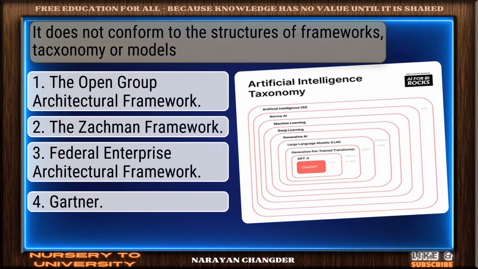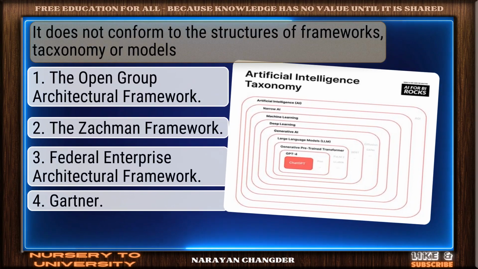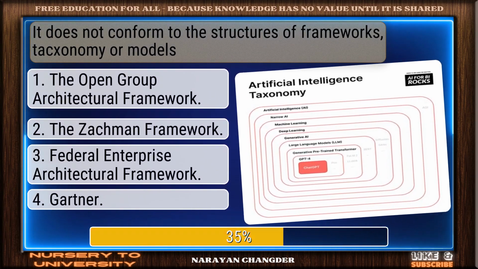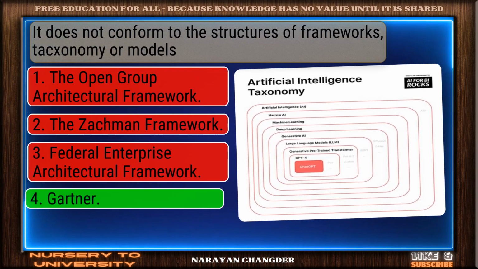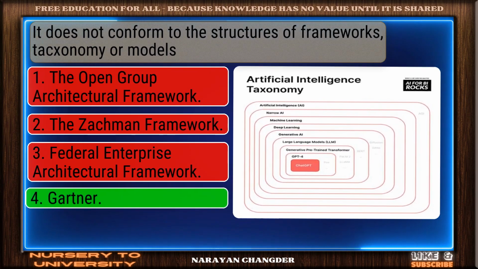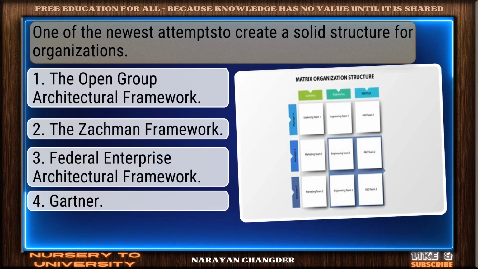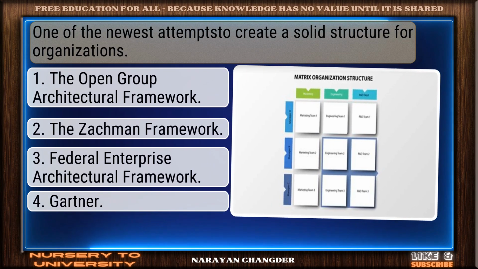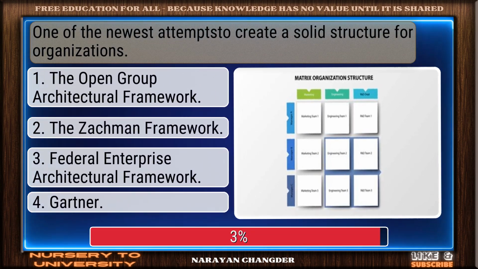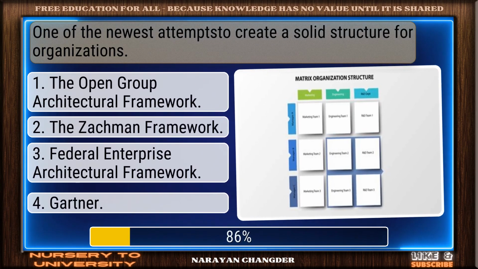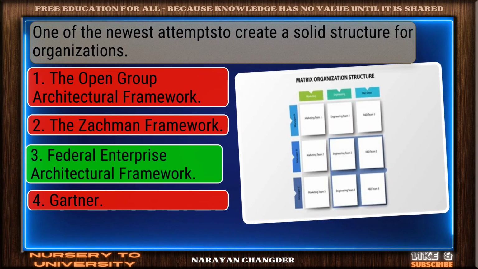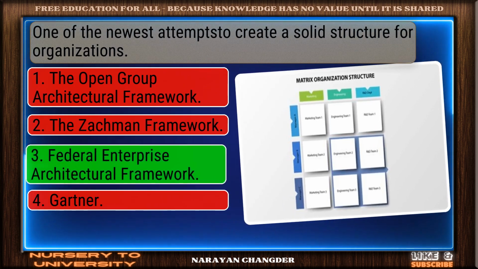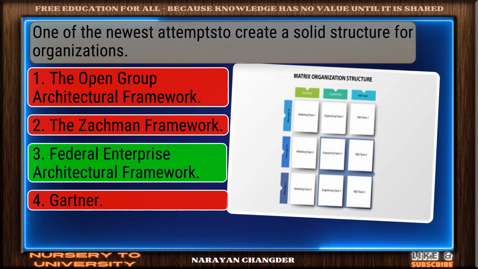Question number 23. It does not conform to the structures of frameworks, taxonomy, or models. Good job. Your answer, Gartner, works well here. Question number 24. One of the newest attempts to create a solid structure for organizations. On track. Federal Enterprise Architectural Framework is the correct answer.